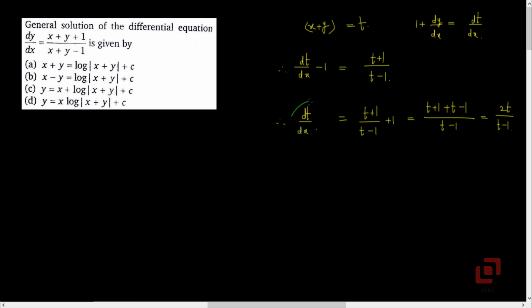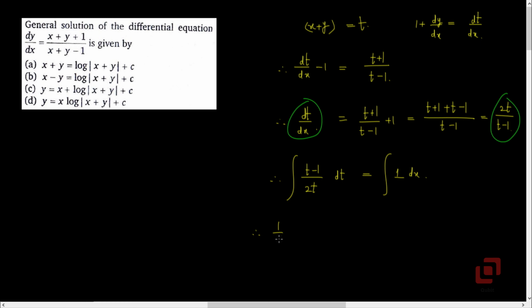Let's focus our attention on dt by dx and the simplified right hand side, that is 2t upon t minus 1. We shall bring 2t upon t minus 1 to the left hand side, which will give us t minus 1 upon 2t dt equal to, we will now send dx to the other side, so it will be 1 dx. Observe that this differential equation is now in the variables separable form. Let's integrate both sides with respect to t and x respectively.